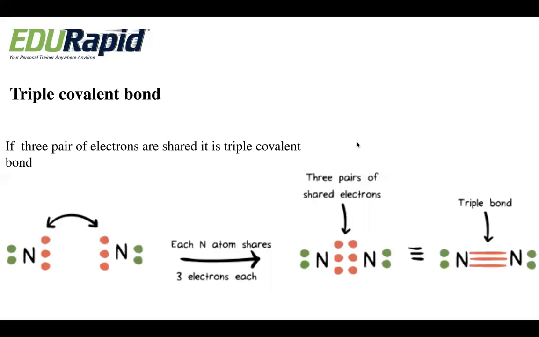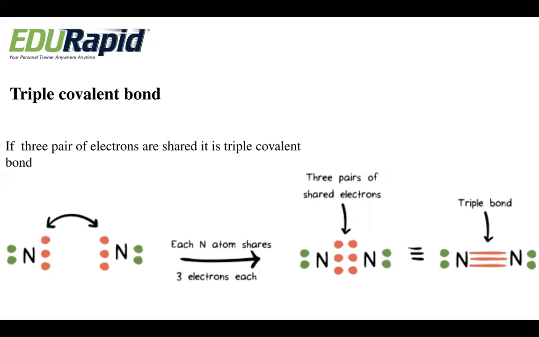We'll move to the next important type of bond, that is the triple covalent bond. If 3 pairs of electrons are shared, it is a triple covalent bond. Very simple. Let us study this with the help of an example, that is nitrogen. Here the atomic number of nitrogen is 7. When we write the electronic configuration of nitrogen, we will have 5 electrons in its outermost shell. The first shell will have 2 electrons. The remaining 5 electrons will be in the last shell.